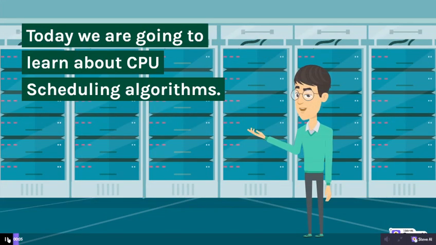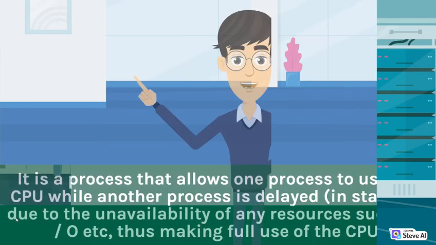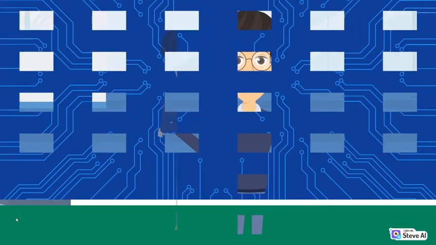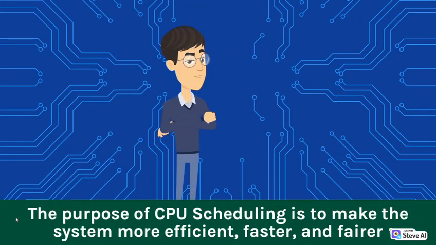Today we are going to learn about CPU scheduling algorithms. It is a process that allows one process to use the CPU while another process is delayed in standby due to the unavailability of any resources such as I/O etc., thus making full use of the CPU. The purpose of CPU scheduling is to make the system more efficient, faster, and fairer.